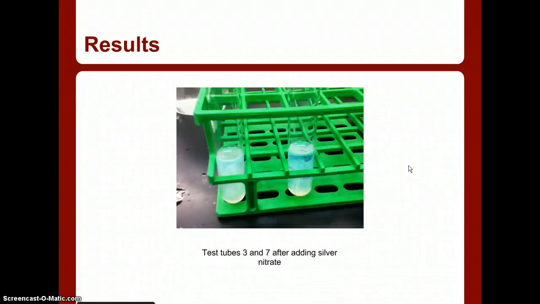This was for test tubes 3 and 7, after we added silver nitrate testing for the chlorine ions. As you can see, they both tested positive, but in this case, the extracellular fluid had a higher concentration than the fluid inside the cell.